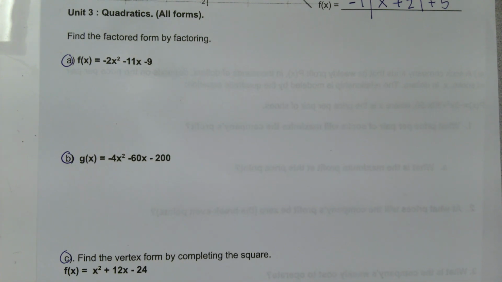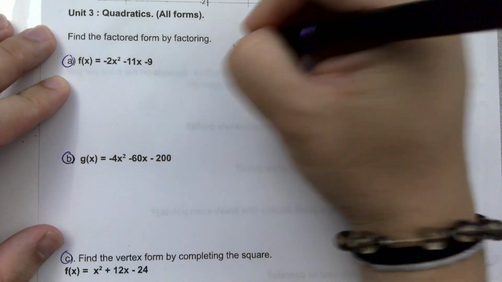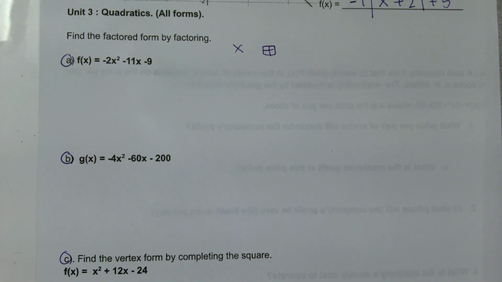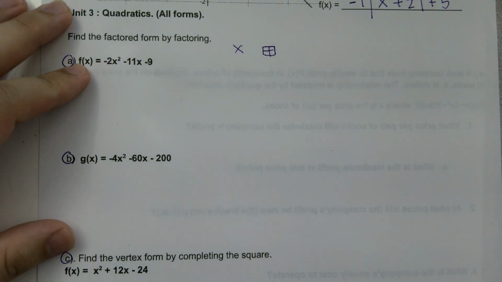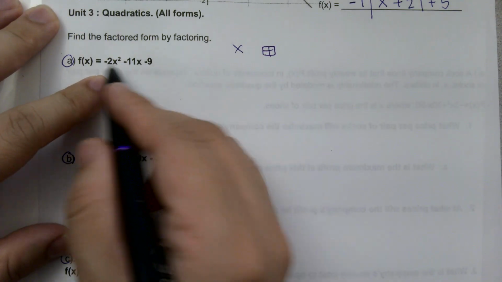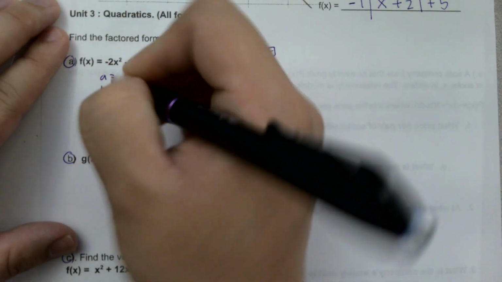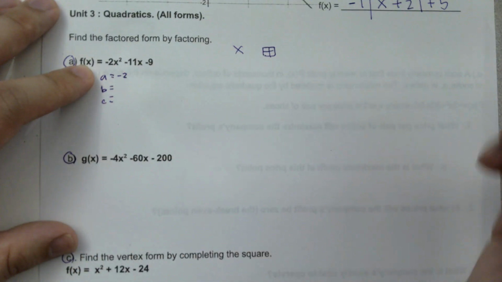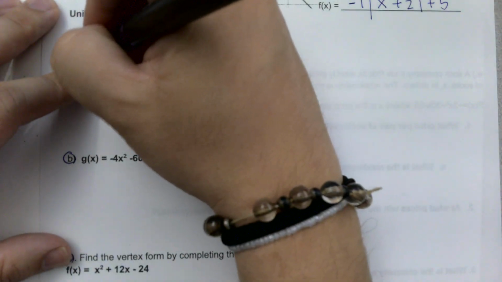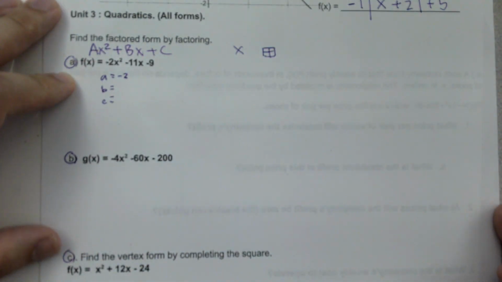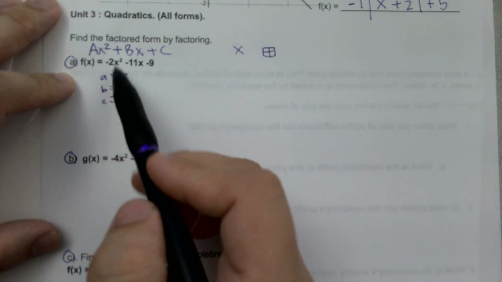This is the part where you don't freak out and you think back. Well, what is factoring? Factoring, we're using the X and the box method. We have to factor. Given it's in standard form, I find a, b, c. A is -2. Sorry, standard form is ax squared plus bx plus c. So when I find a, b, c, I'm only looking at the coefficients.